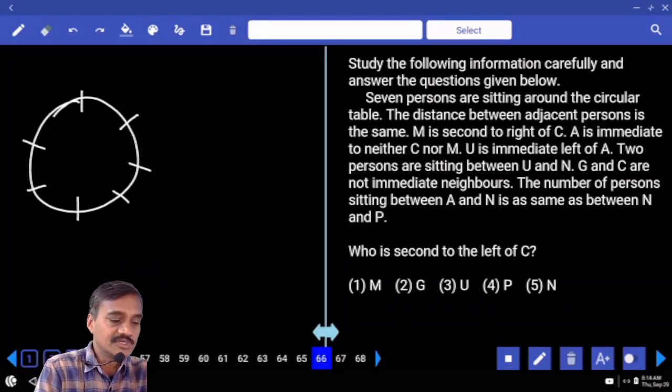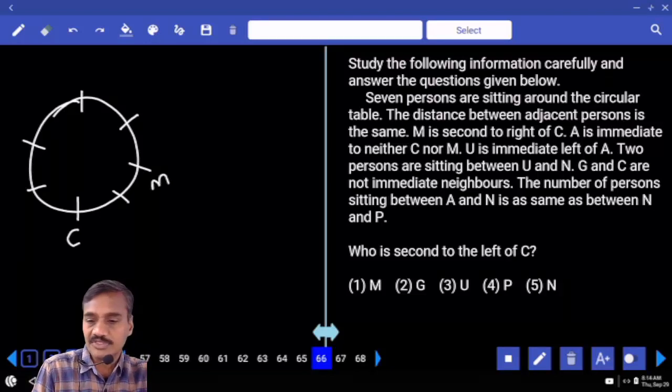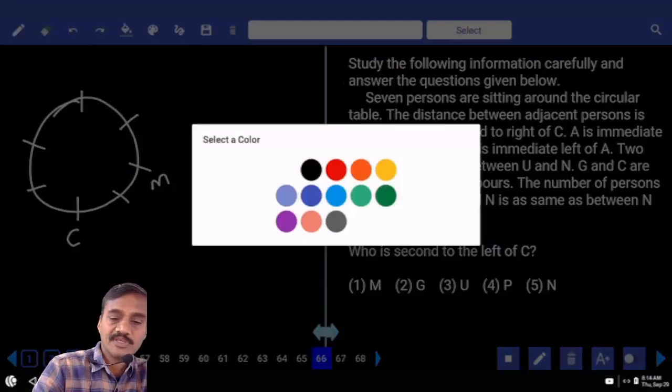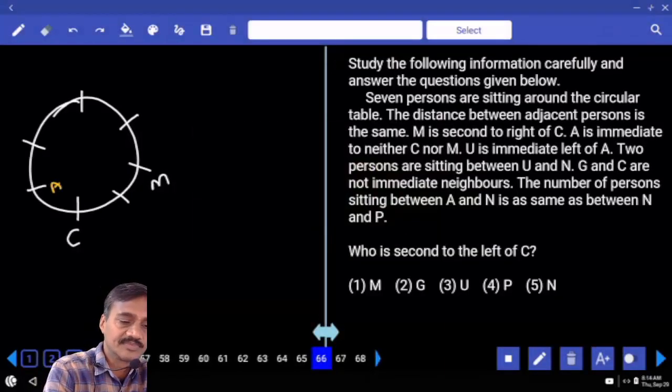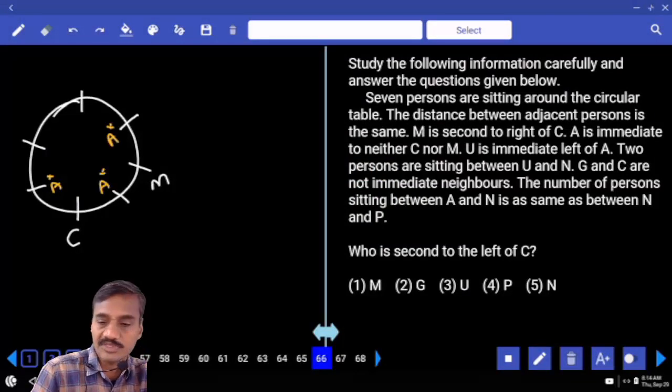Then M is seated second to the right of C. Now I have fixed C at this place. M is here. M is seated second to the right of C. A is immediate to neither C nor M. A is not adjacent to C and M. A cannot be here, cannot be here, cannot be here. A cannot be in these 3 places.